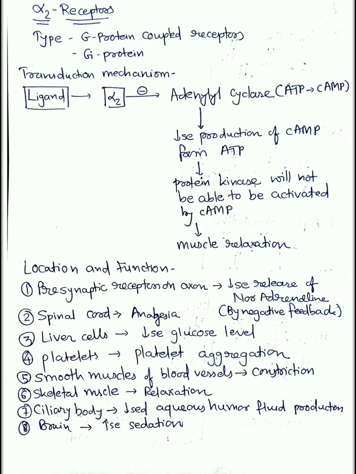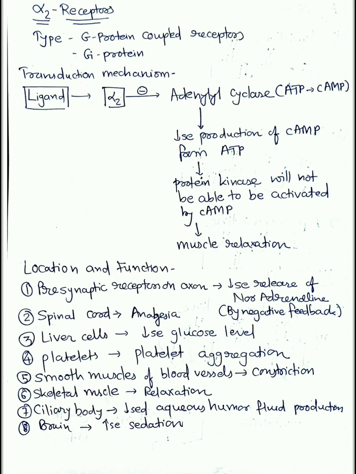Next comes location and function. Now these alpha-2 receptors are present all over the body. Mainly, first is the presynaptic axon. They are present in the presynaptic neuron. If you can recall the biosynthesis of noradrenaline, I showed the reuptake mechanism. At that time the alpha-2 receptor was present on the presynaptic nerve also. So here also they are present in the presynaptic neuron, where the role of this receptor is to decrease the release of noradrenaline and adrenaline.